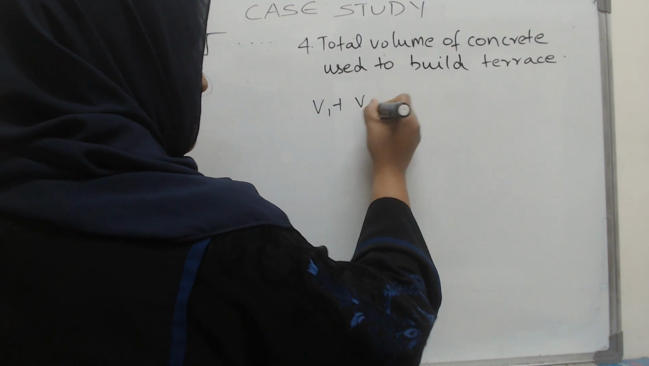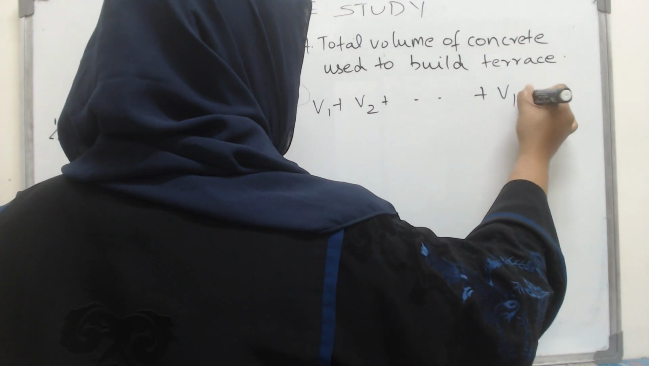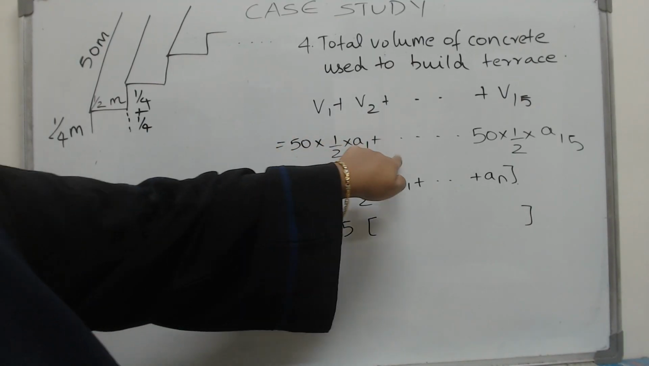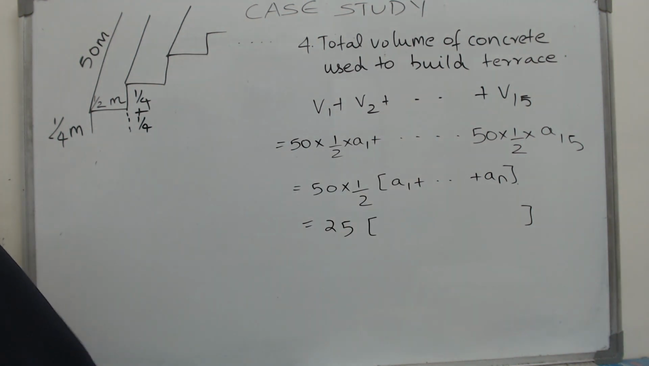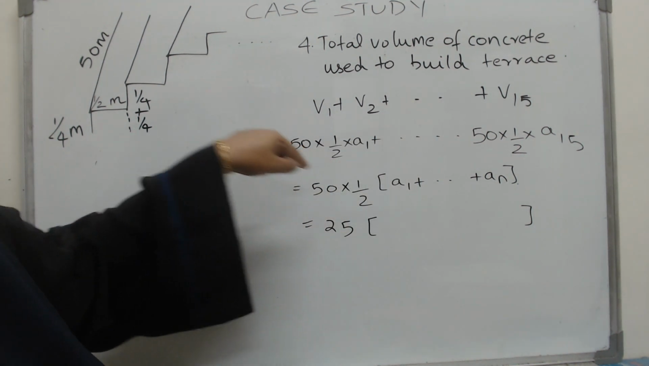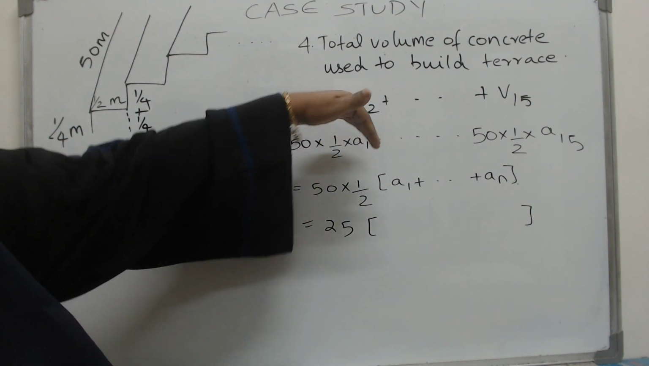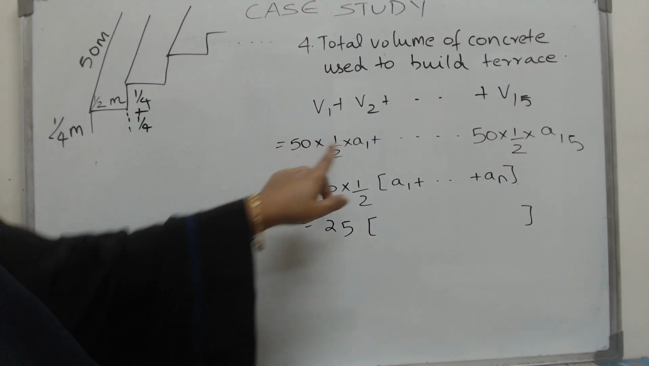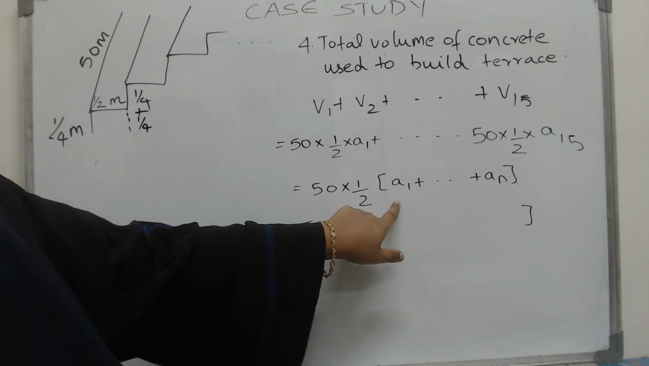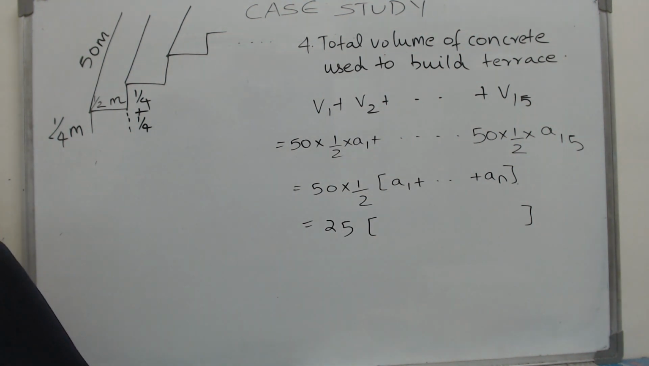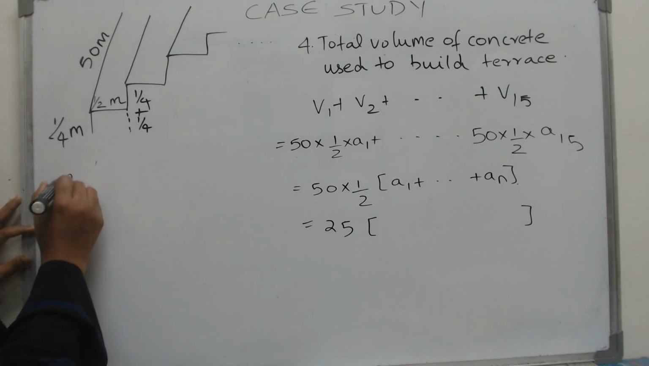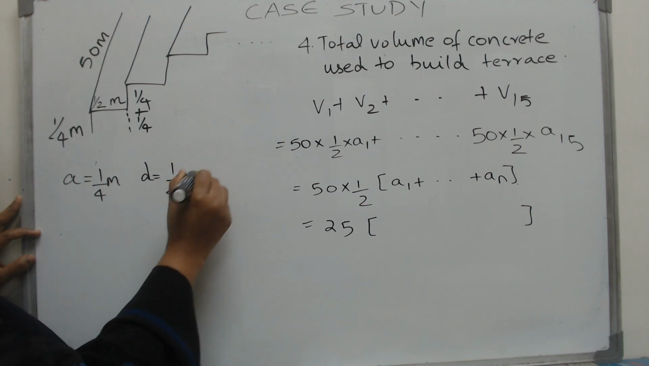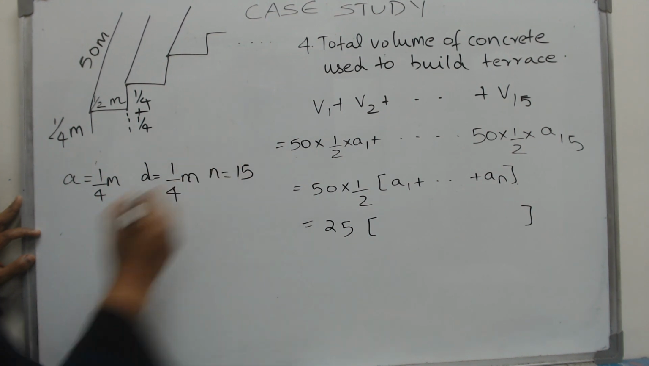So that means what? Volume of the first step, the second step, and all the way to the 15th step. Now volume, what is the volume of the first step? All of them have the same length, 50. All of them have the same breadth, half meter. So I will take both of those values together, the ones which are the same. What is different? Each one has a different height, but then all the heights together, they form a what? An AP, with the first term 1 by 4 meters, common difference 1 by 4 meters, and totally how many steps are there? There are 15 steps.